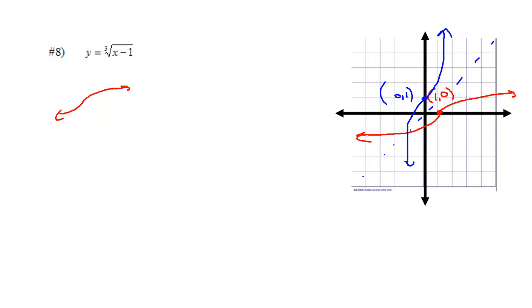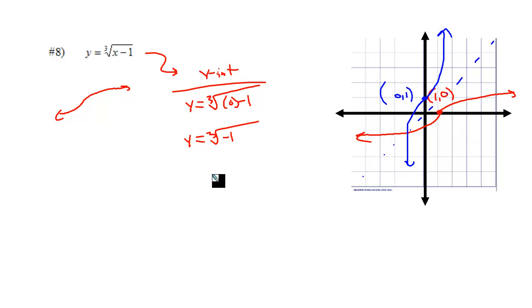Let me find the y-intercept of this. I'm going to put 0 in for x. What's negative 1? Which means the x-intercept for the blue curve is negative 1.